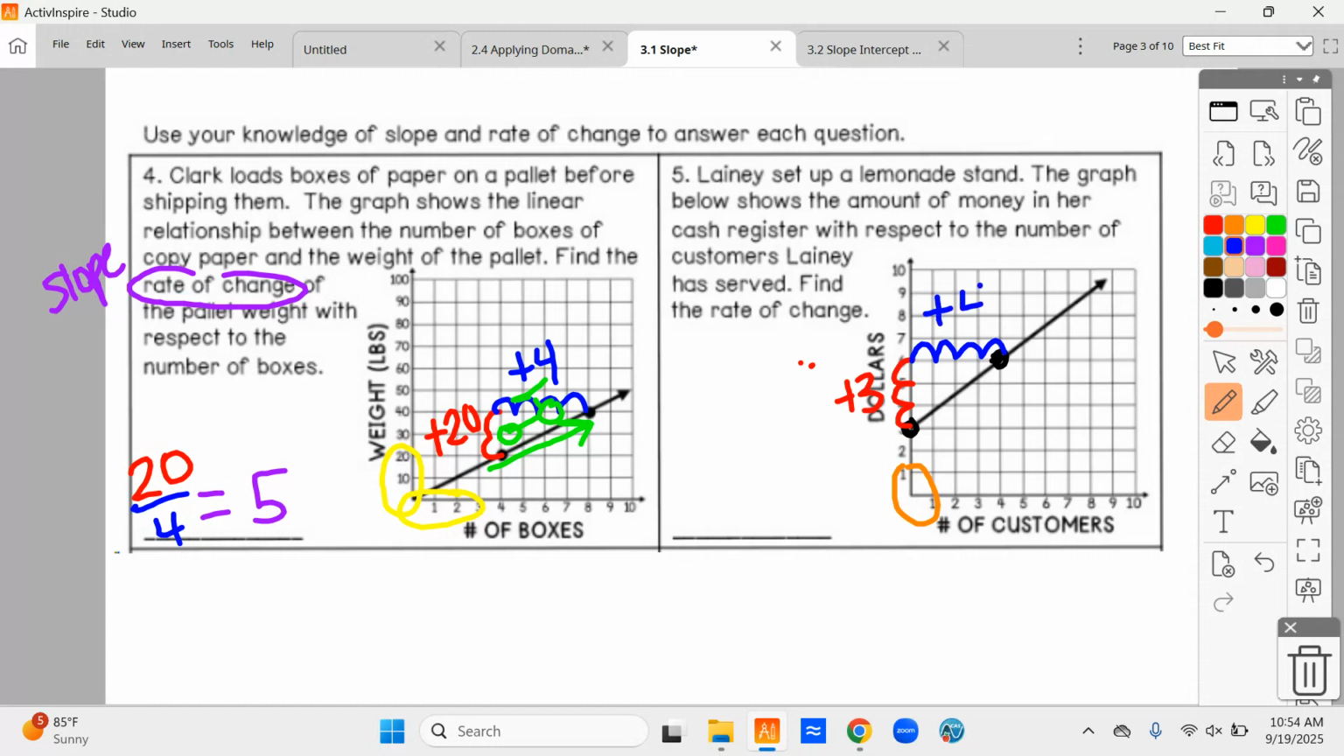My rise is 3, my run is 4. And this is a simplified fraction, so that is as simple as it gets. I cannot go any further. So the rate of change, or the slope of this line, is 3/4.